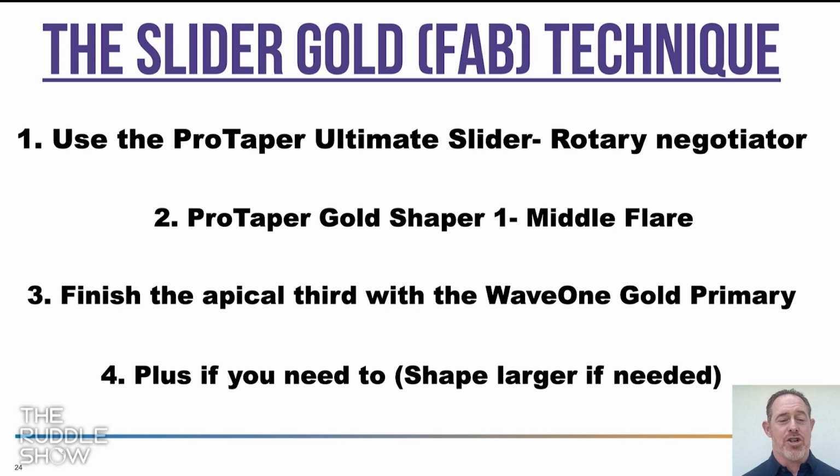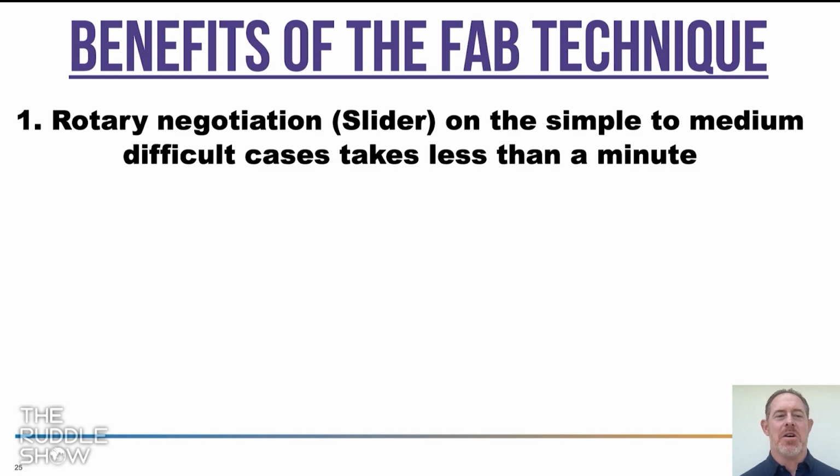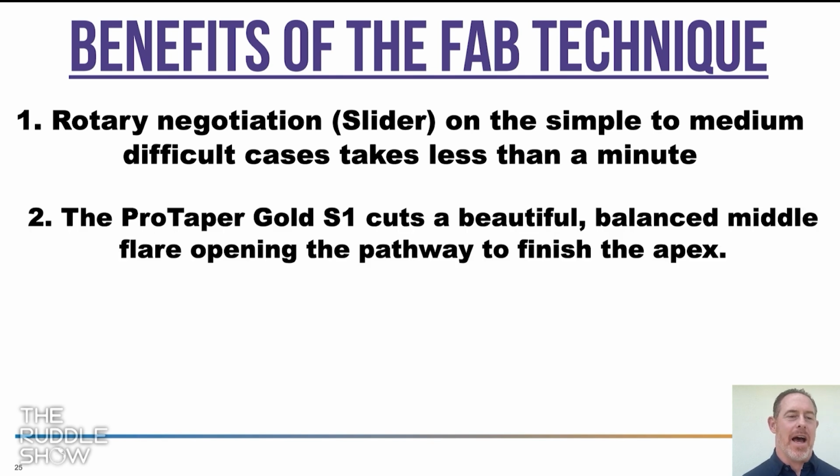This is just to shape larger. If you need to go a little bit larger, Wave 1 Gold medium, or you could cut with an F3, ProTaper Gold F3. If it's a palatal root or a distal root that's bigger, do that. But most of the time I'm finishing with the Wave 1 Gold primary. The reason this technique is so awesome is because it is so fast. The rotary negotiation using the slider, like I already said, on these simple to medium difficult cases, takes less than a minute to get this slider down to working length and to get your working length and glide path.